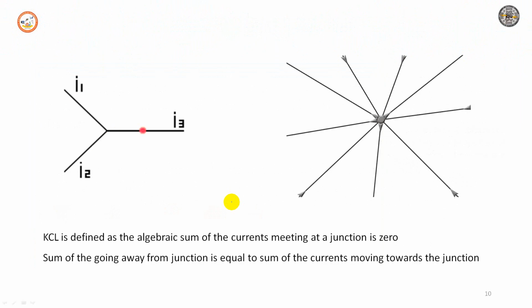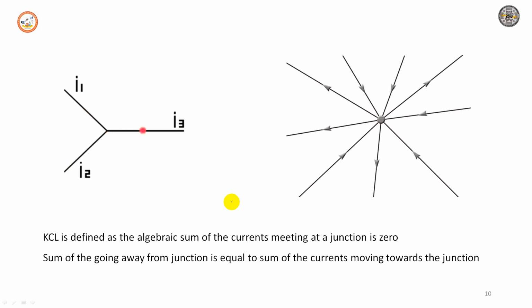Next, let us come to the limitations of Ohm's law. Ohm's law is not applicable to nonlinear devices such as diodes, Zener diodes, voltage regulators, etc. So it is basically not applicable to devices in a circuit such as diodes, Zener diodes, and voltage regulators. The other limitation is that it does not hold good for non-metallic conductors such as silicon carbide.